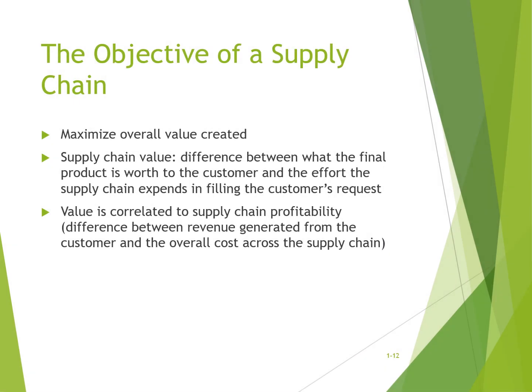Then the main objective of a supply chain is actually maximizing the overall value created. Supply chain value, that is very, very important. That is the difference between what the final product is worth to the customer and the effort the supply chain expends in filling the customer's requirement. So that is the supply chain value. Value is correlated to supply chain profitability. Profitability, in the sense, we can say it's the difference between revenue generated from the customer and the overall cost across the supply chain. Okay, so these are the main objectives.